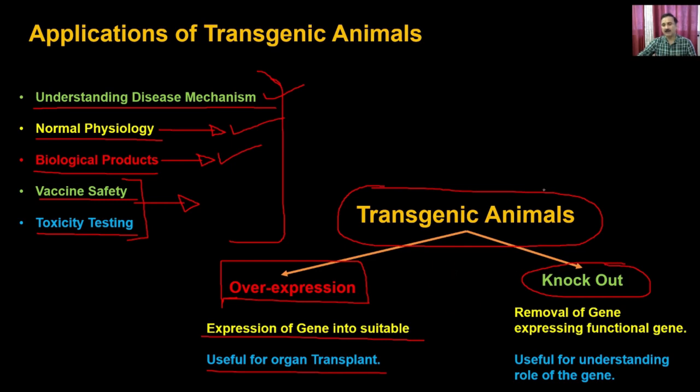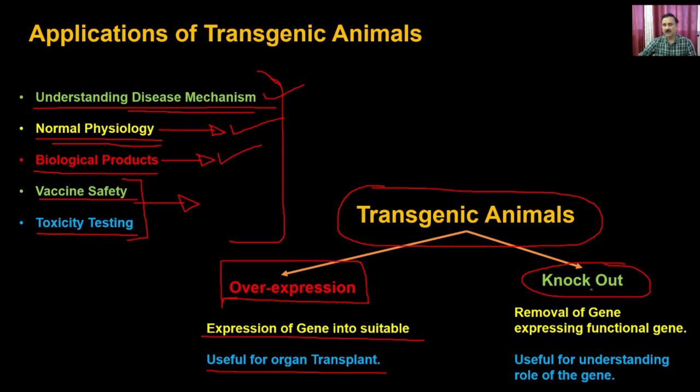For example, if we are talking about the mouse, we can remove some of the mouse genes, and then we can ask whether that particular gene has a role in the disease mechanism or in normal physiology. For example, if we knock out thrombin or some other clotting factors, then we can see whether there will be a disturbance of the normal clotting of that particular organism or not.